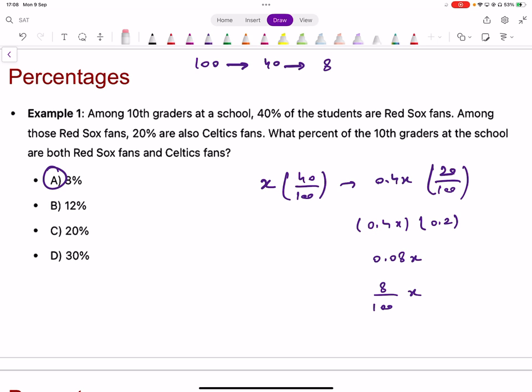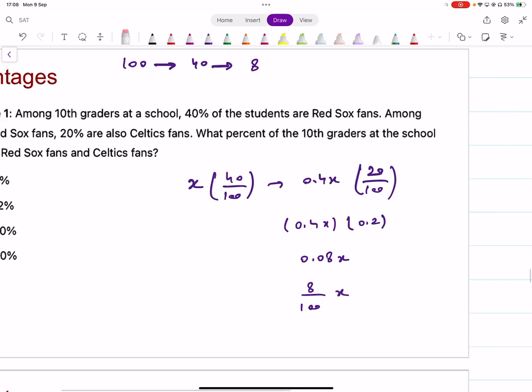That's why if you start with 100 we get 8. But if you start with another number, what number? 200. If you start from 200, 40% of that is 80, then 20% of 80 is going to give you 16. Then you have to find how much is 16, what percentage is 16 of 200? That will be 8%. Generally, in percentage questions, if you want to start with a number, it's a good idea to start from 100, right? Because the total percentage is 100%. If not, you can start with 1,000 or 10,000.